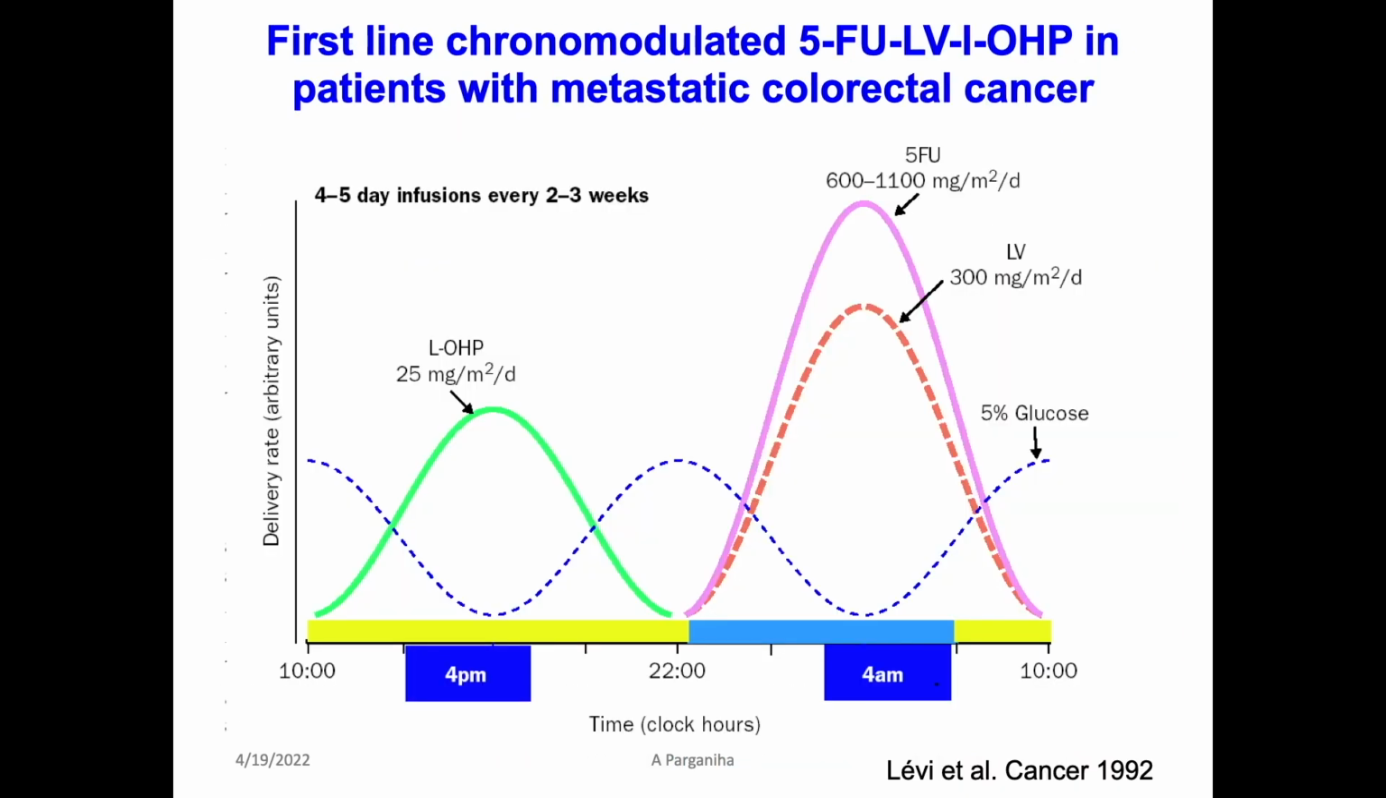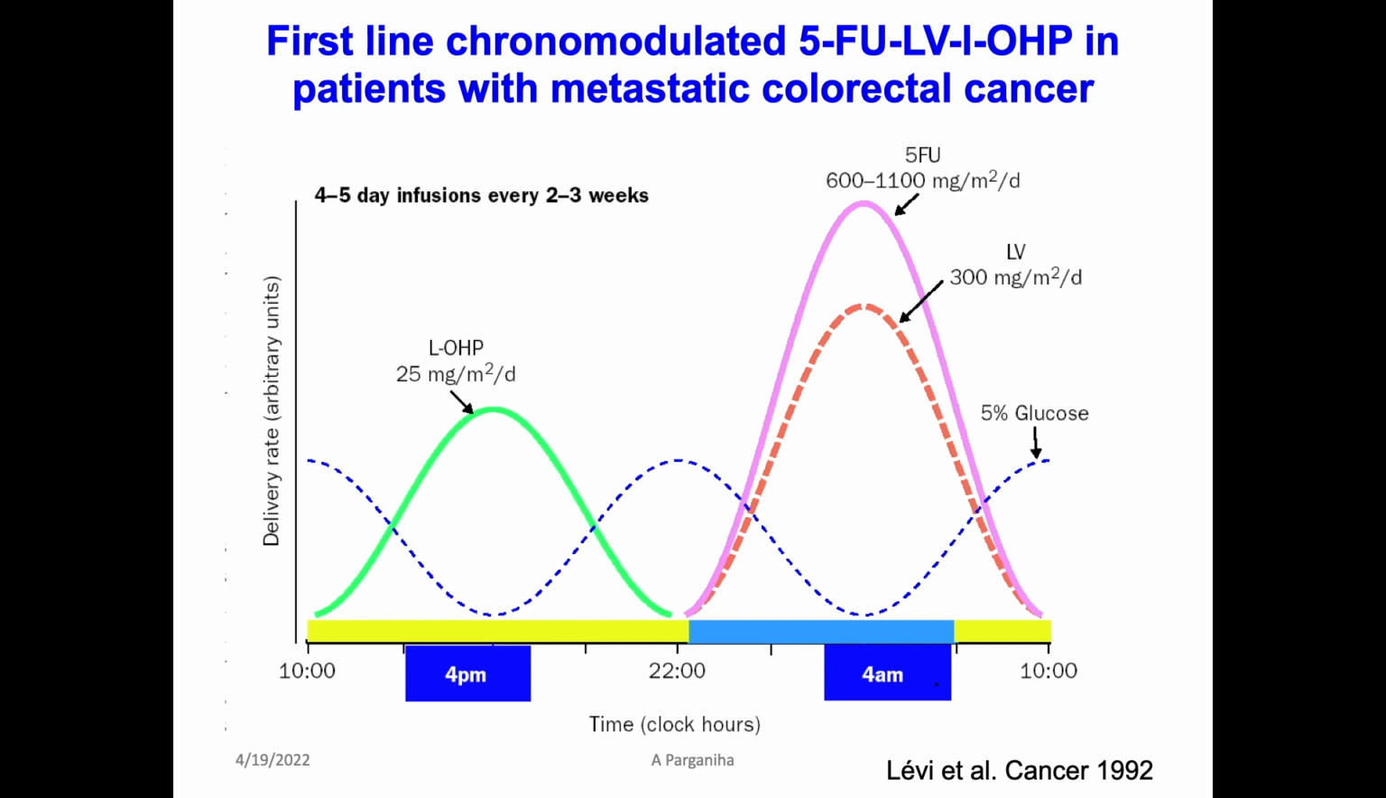So this is one illustrative example, and it has been established, and this regimen or this protocol is used for the treatment of patients with metastatic colorectal cancer. Here 3 drugs are given in combination: 5-FU, leucovorin and oxaliplatin.